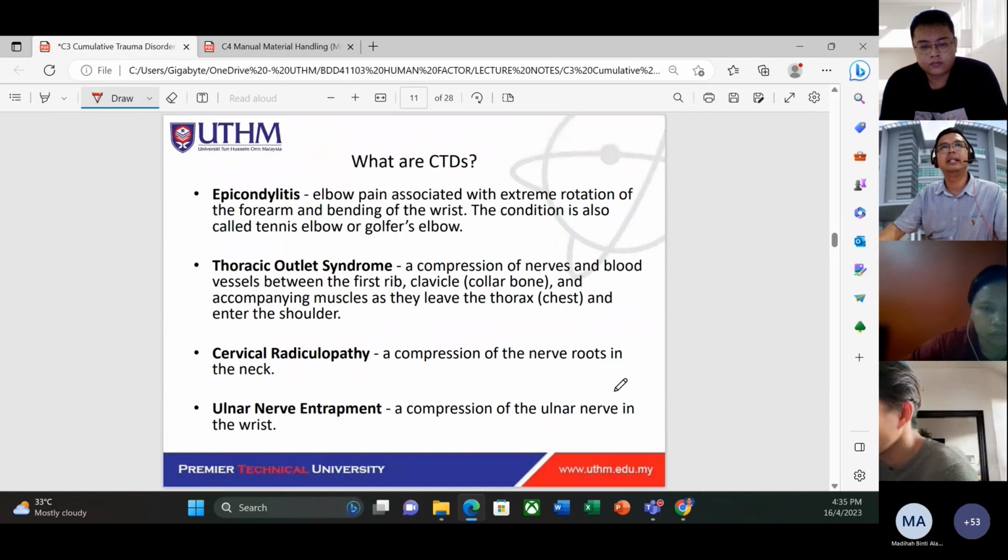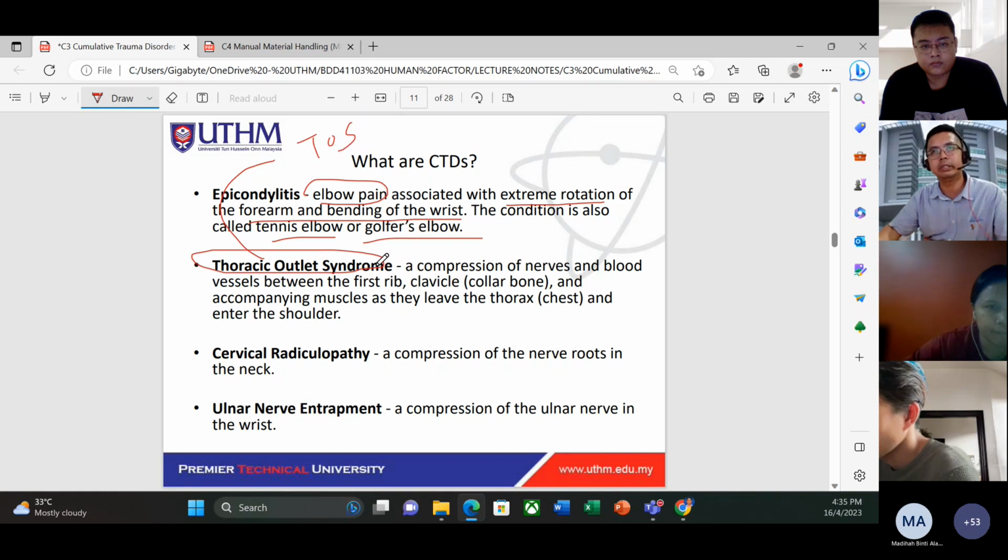And the other thing, epicondylitis, is elbow pain associated with extreme rotation of the forearm and bending of the wrist. The condition is called tennis elbow or golf elbow, or we call it thoracic outlet syndrome, TOS.